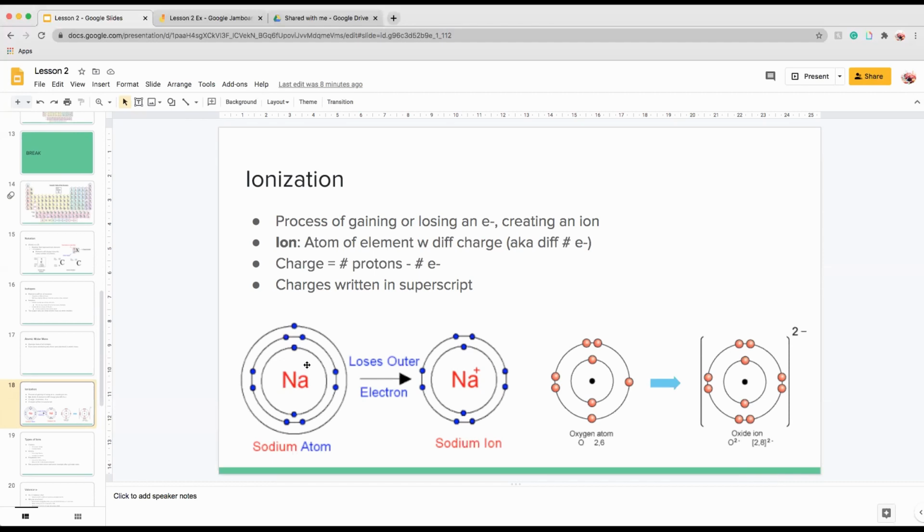So you can see here we have a sodium atom with all its electrons around it, and then it loses an electron, and then, wow, it's here. Okay, so if you remember, atoms will always have the same number of protons and electrons. When these numbers are unbalanced, that means they become an ion. Now to find the charge of an ion, I should mention that ions have a charge. To find the charge of an ion, you take the number of protons it has subtracted by the number of electrons it has.